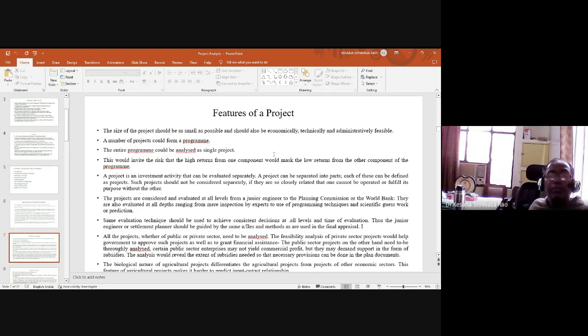A project is an investment activity that can be evaluated separately. A project can be separated into parts, and each of these can be defined as projects. Such projects should not be considered separately if they are so closely related that one cannot be operated or fulfill its purpose without the other. So you can also apply your own way.